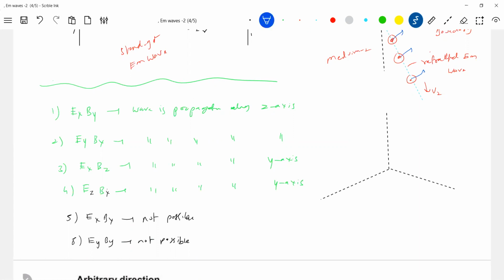Blue, we use this one, no? They're perpendicular. I have to show that they're perpendicular. First condition: E bar vector, B bar vector. How is the wave propagating? Not along Z axis, no? At least I'm sure. So the wave will be somewhere propagating in this direction. So this will be the direction of propagation of the wave.